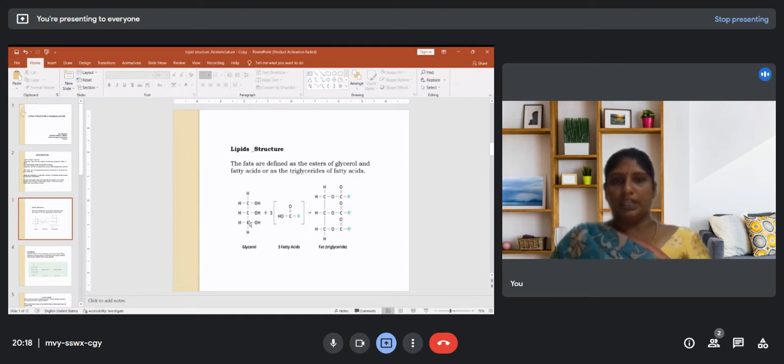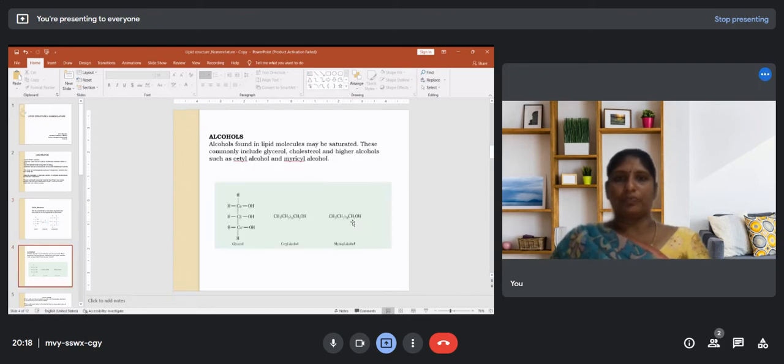You can see here the structure of a glycerol molecule, and when it combines with the three fatty acid groups, an example of the simple lipid we get is a triglyceride. Alcohols found in the lipid molecules may be saturated. These commonly include glycerol, cholesterol, and higher alcohols such as cetyl alcohol and myricyl alcohol.